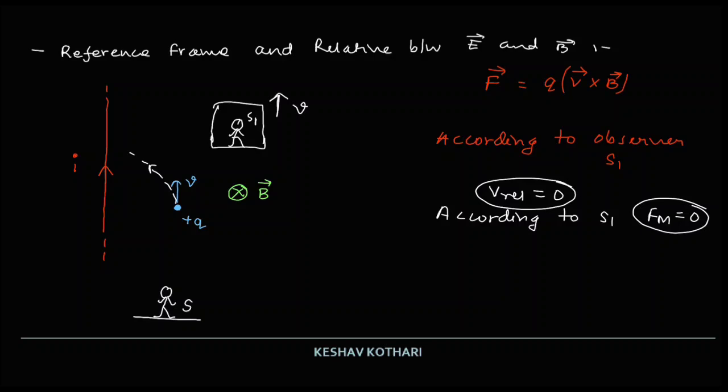It is because both S and S1 are not in an accelerating frame. They are unaccelerated with respect to each other, and hence they both will observe the deflection of the charged particle to be the same. So we conclude that the electric field and the magnetic field are not basically independent of each other. They both are the same entity, which we call the electromagnetic field.